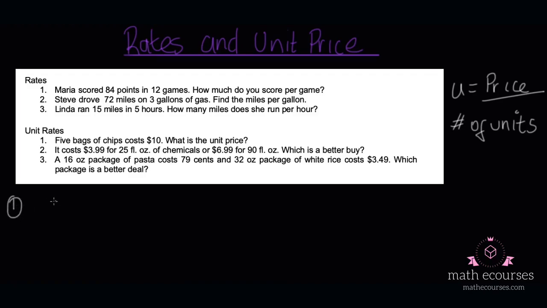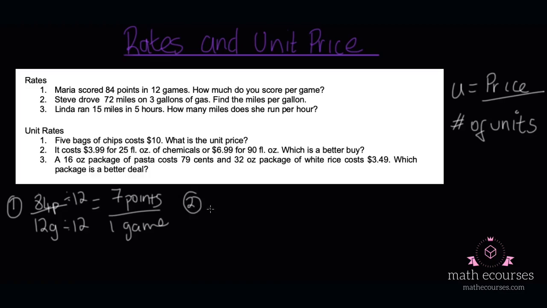For number 1, we see that Maria scored 84 points in 12 games. How much did she score per game? So you would take your 84 points, and she scored this in 12 games. To find out what she scored in one game, you would just need to divide this by 12. 84 divided by 12 is 7. So this means that she scored 7 points in one game, 7 points per game on average.